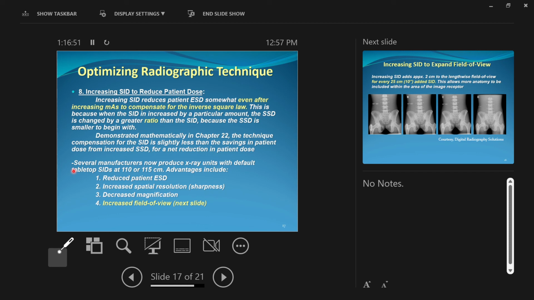Increasing SID to decrease patient dose. I'm not going to talk about the inverse square law, but simply put, increasing SID reduces patient entrance skin dose somewhat, even after you increase the mAs to compensate for the inverse square law. Just remember, radiation spreads out as you move away from it, right? So if you move away from it and you want to keep exposure levels the same as when you were close, you've got to use more radiation. That's all the inverse square law says. But it says it in a complicated, concise, rigorous way. Okay, good. So we don't need to worry about that too much. Good. All right, let's see.